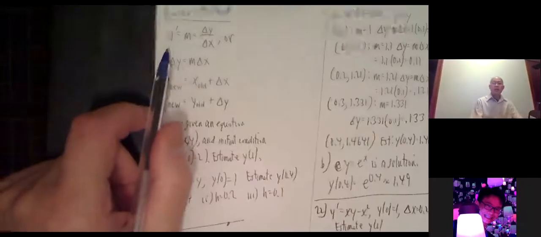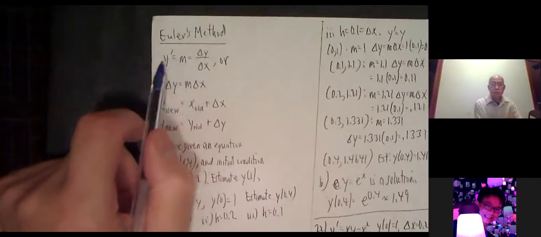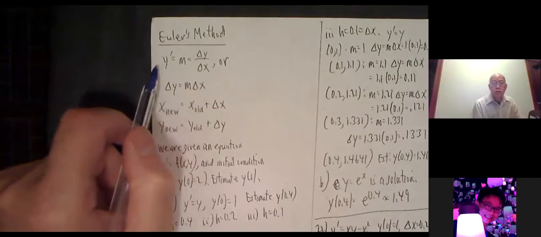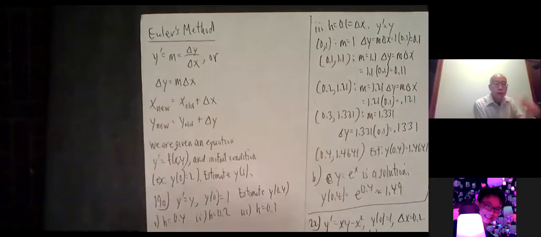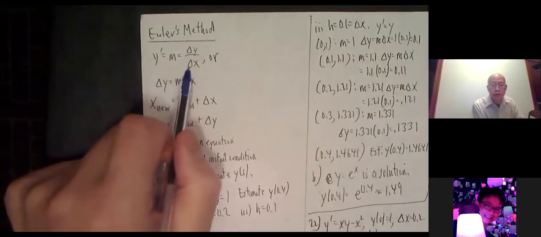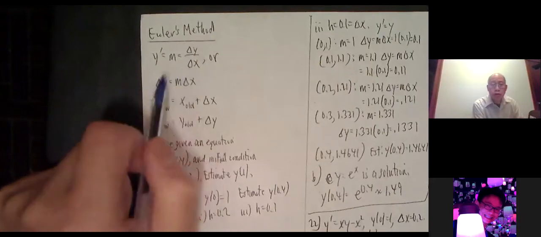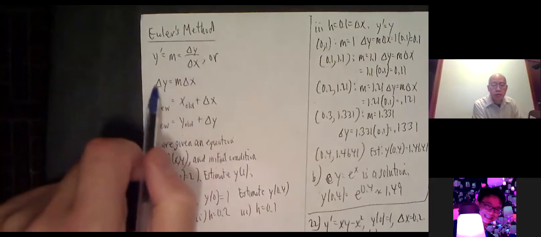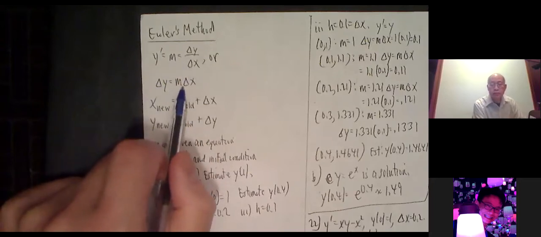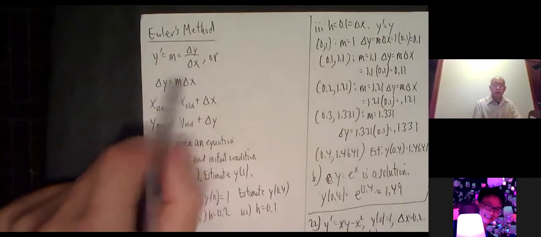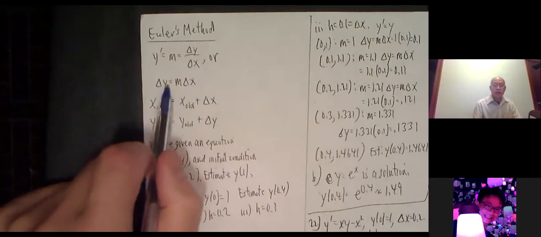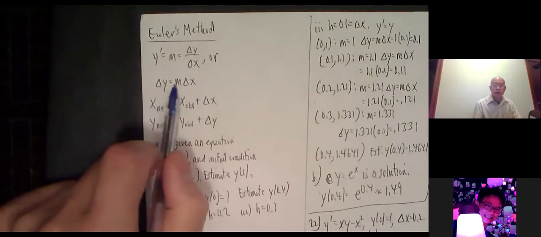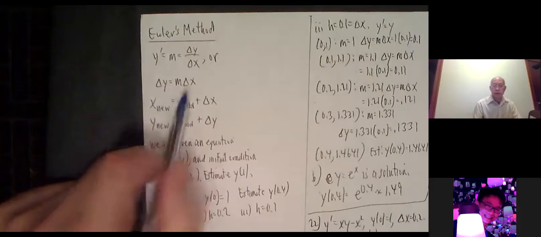All right, so here's the idea behind Euler's method. This is my version. Y prime, we know it's a slope. Slope is delta y over delta x. Or if you multiply both sides by delta x, delta y equals m delta x. And if you want, you can put this on your cheat sheet because we're going to be doing this a lot. Delta y equals m delta x. The change in y is equal to the slope or the derivative times delta x.